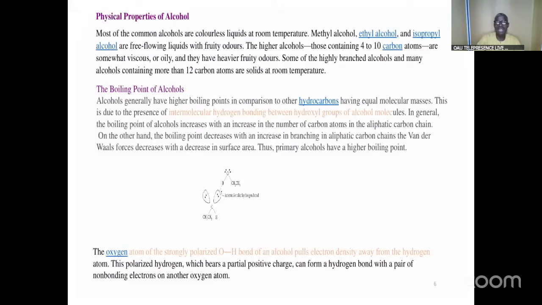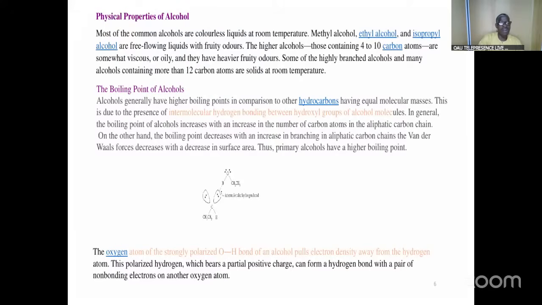The first three, that is alcohols with 1, 2, 3 carbons in a straight chain, are liquids at room temperature, and they have fruity odors. And I say also that the higher alcohols, those containing 4 to 10 carbon atoms, are viscous liquids, or you can say oily liquids, and they have heavier fruity odors. And some highly branched alcohols and many other alcohols containing more than 12 carbon atoms are solids at room temperature. So please get that.